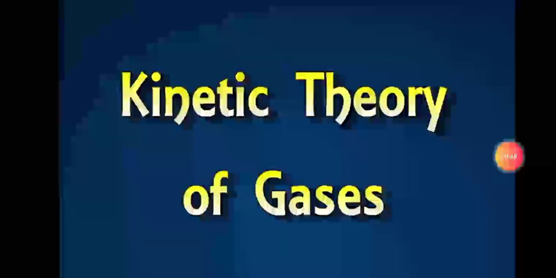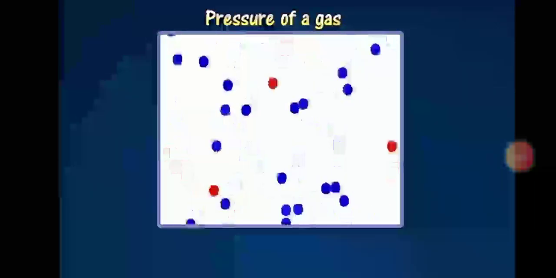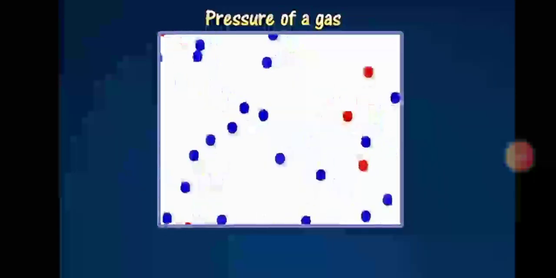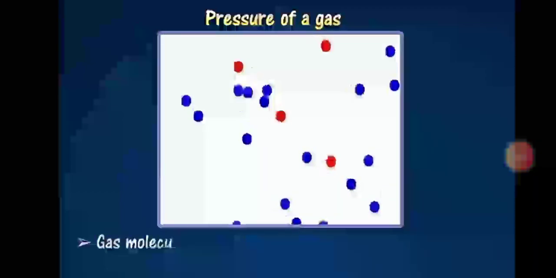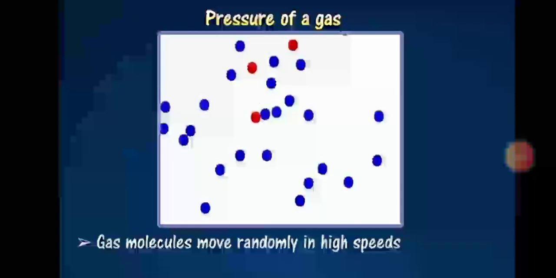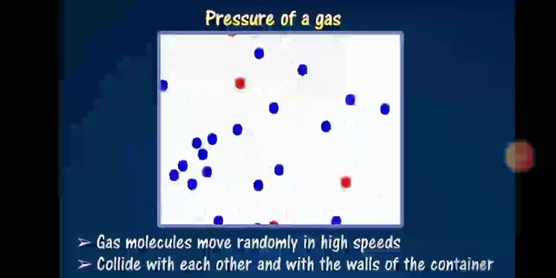And volume can be explained in relation to the kinetic theory of gases. The pressure exerted by a gas on the walls of a container is due to the collision of its molecules against the wall of the container. Gas pressure can be explained according to the kinetic theory. A gas consists of a large number of molecules that are constantly moving at random with high speeds. These high-speed molecules are constantly colliding with each other and with the walls of the container.